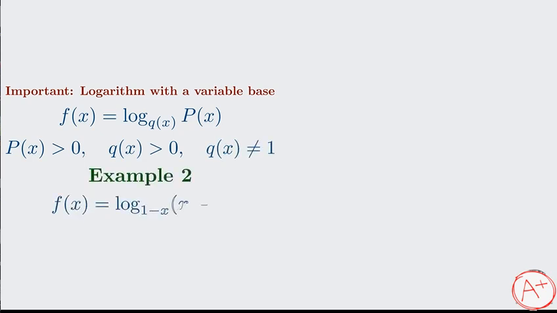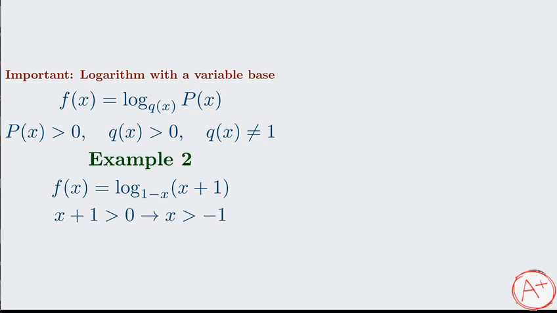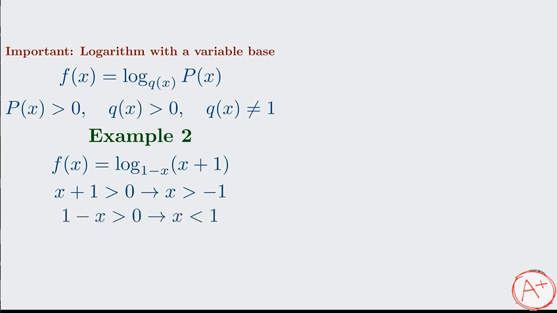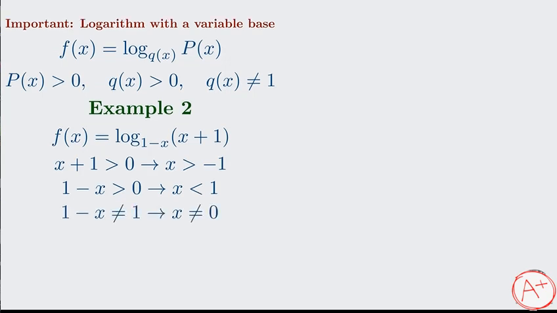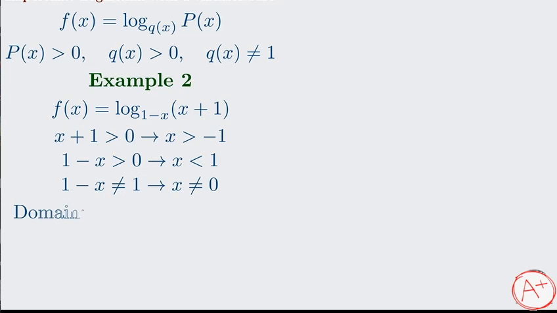Consider example 2. For the function f of x equals log base 1 minus x of x plus 1. First, the argument x plus 1 must be greater than 0, which means x is greater than negative 1. Second, the base 1 minus x must be greater than 0, giving us x is less than 1. Third, the base 1 minus x cannot be equal to 1, which implies x cannot be 0. Combining these three conditions, the domain is the interval between -1 and 1, excluding 0.